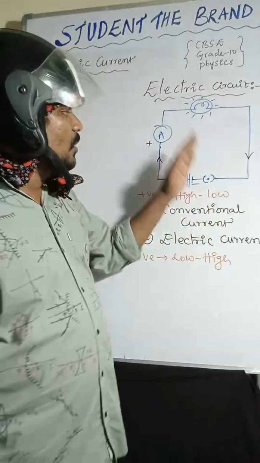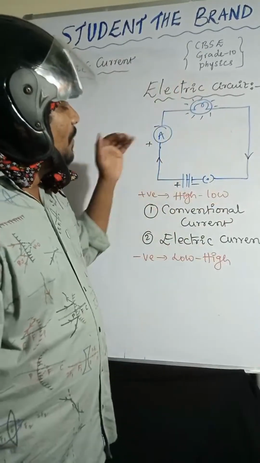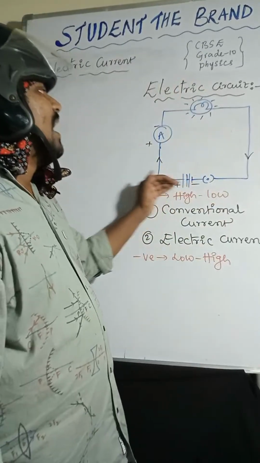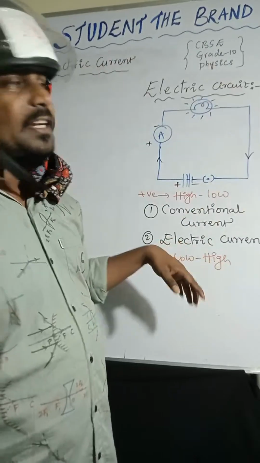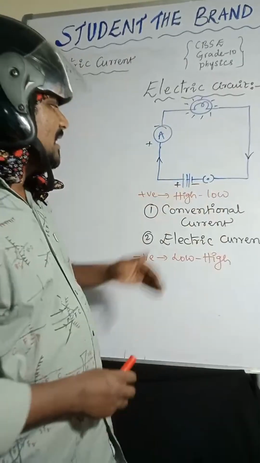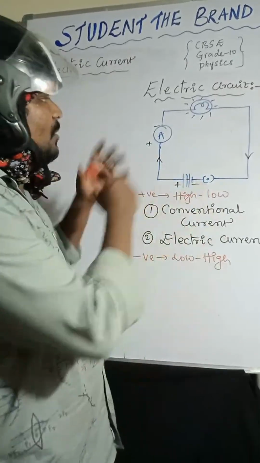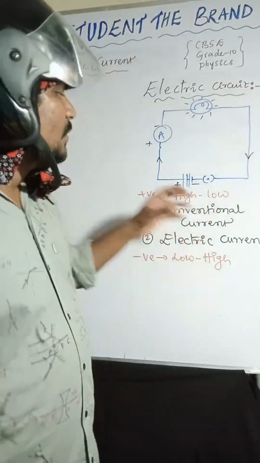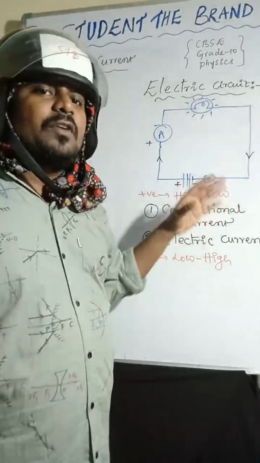Electrons will move from low potential to high potential. Positive charges will move from high potential to low potential. So this is about conventional current and electric current. So this is about two statements. So positive charges will move from high potential.